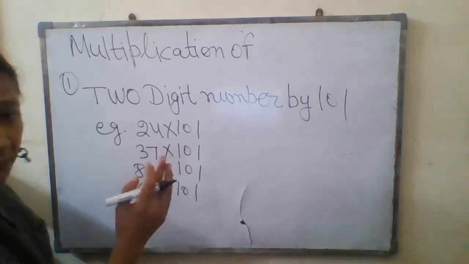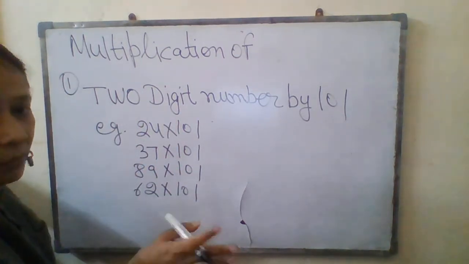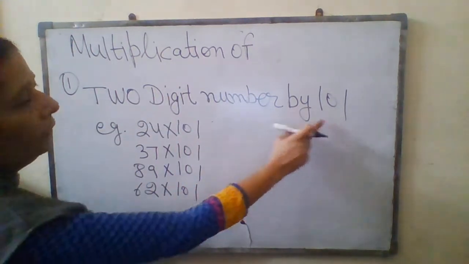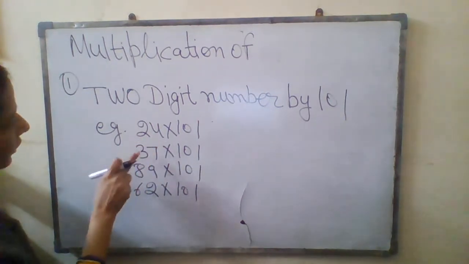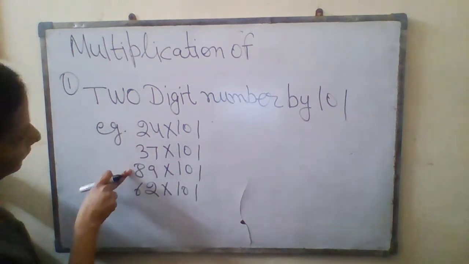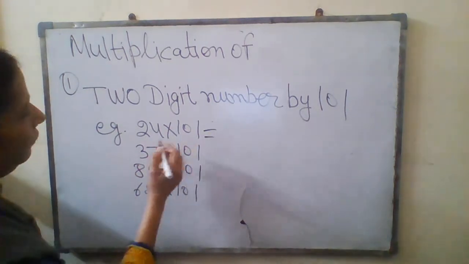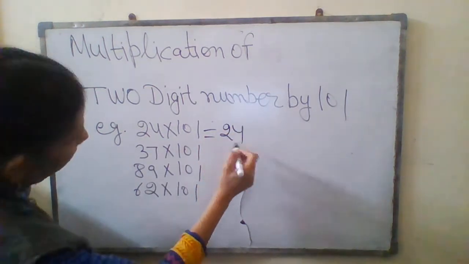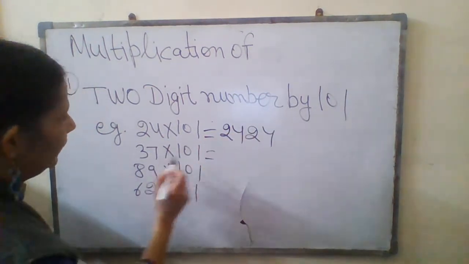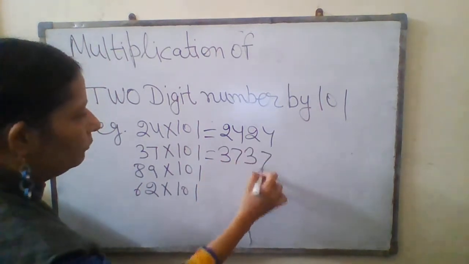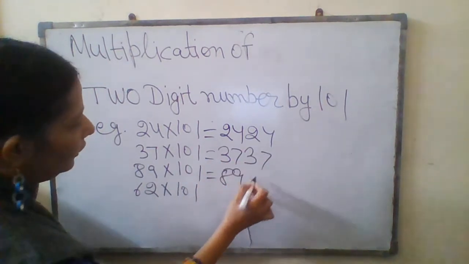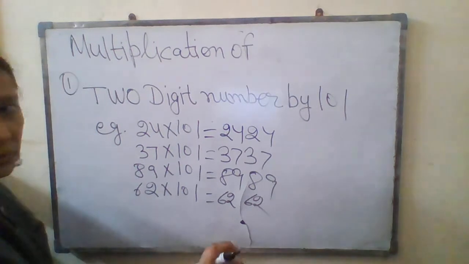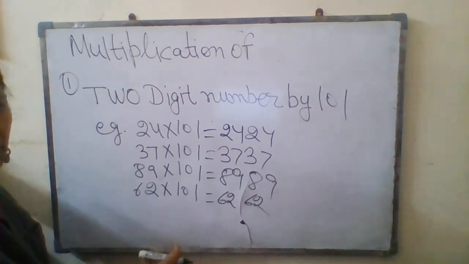See what I have written. What are the other things you have to multiply while doing these questions? Multiplication of two-digit numbers by 101. See, 24 is a two-digit number, 37 is a two-digit number, 89 is a two-digit number, 62 is. So, how will you write down? You have to write down the number two times. This is 24 only, 24. Again repeat the same number. 37, write down 37 again. This is solved. 89, write down 89 again. 62, write down 62 again. See, this is how you have to use this simple trick.